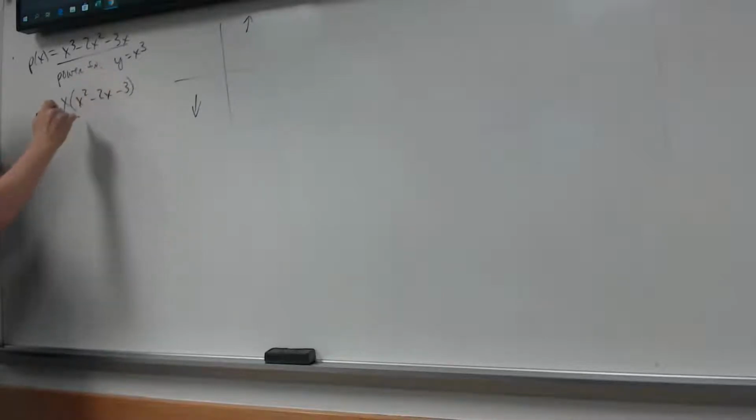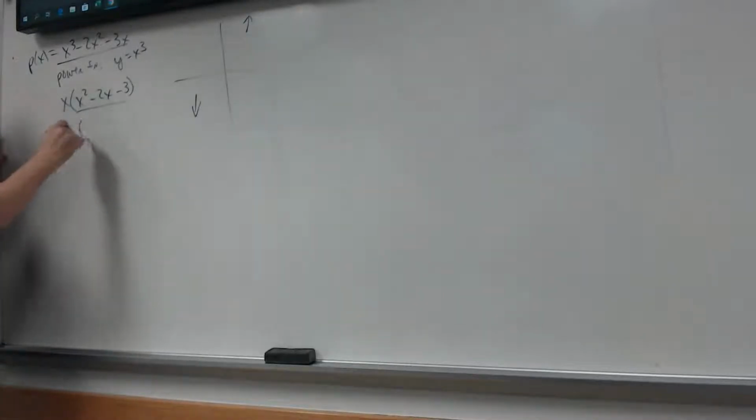Okay, we need to factor this, right? So how do you factor that? You take an x out, and we're left with x squared minus 2x and then just negative 3. All right, can we factor that? Okay, well, we'll get to the 0 in a minute. You're correct. But let's factor this.